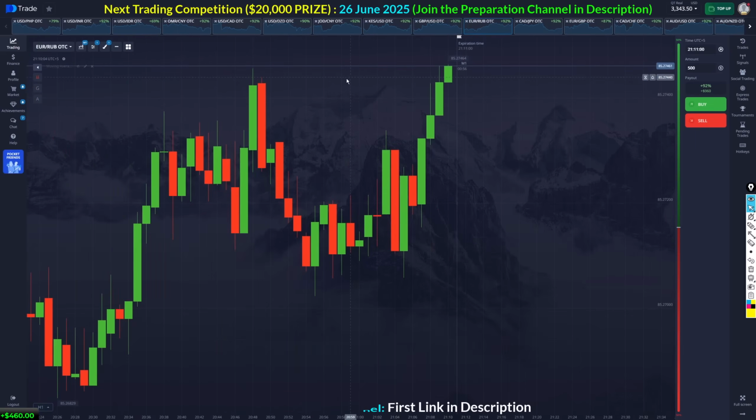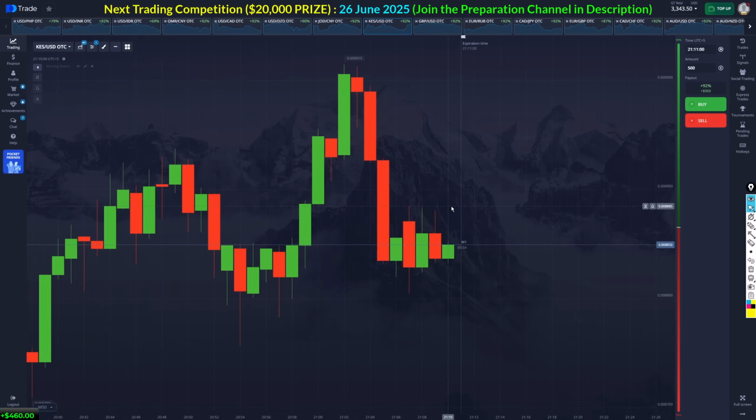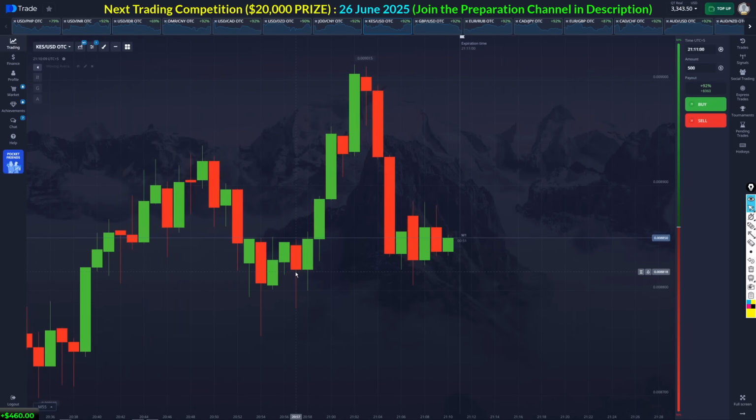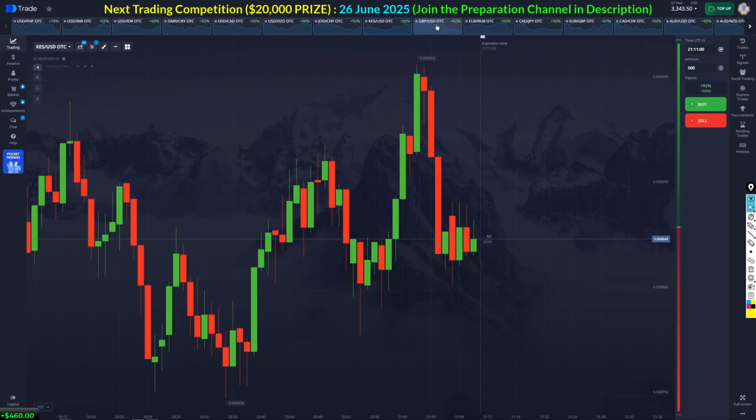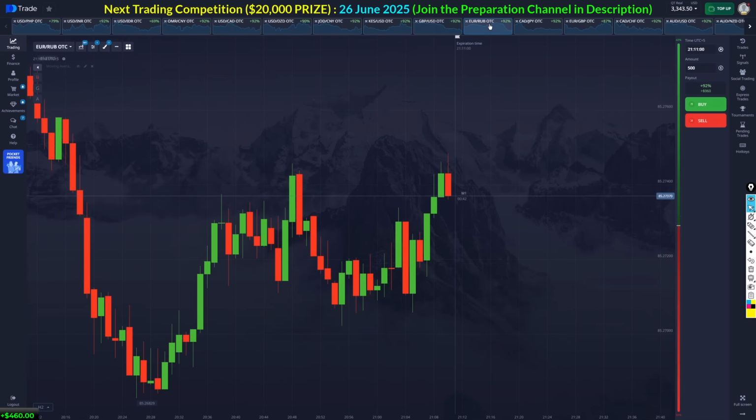All right, let me see. Okay, this is a red green pattern, but it seems that I don't have any other reasons to add on this trade, so I'm not going to take any trade on this one. I'll keep looking.